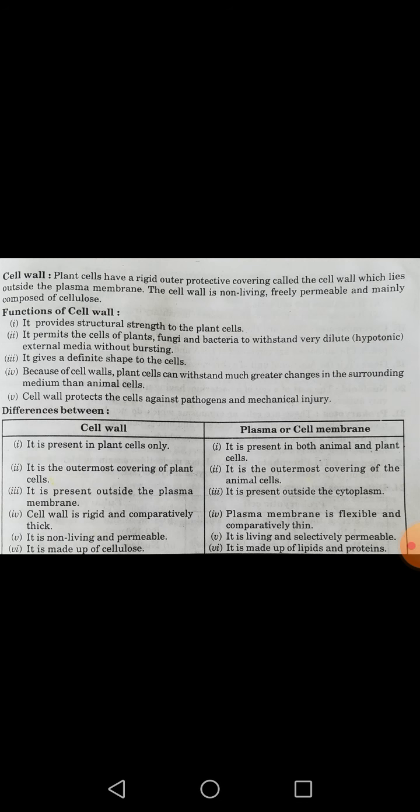And the most important difference, cell wall is non-living and freely permeable, while the plasma membrane is living and it's a selectively permeable membrane. Last difference, the cell wall is made up of cellulose, while the plasma membrane is made up of what? Lipids, proteins and a little bit of carbohydrates. So these are the differences between cell wall and plasma membrane.